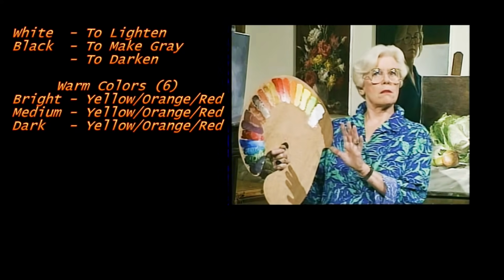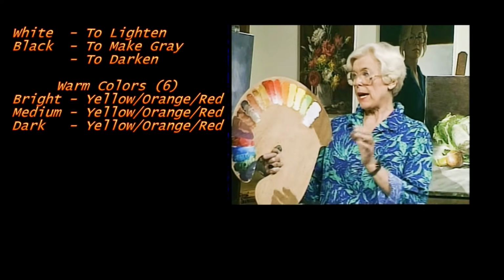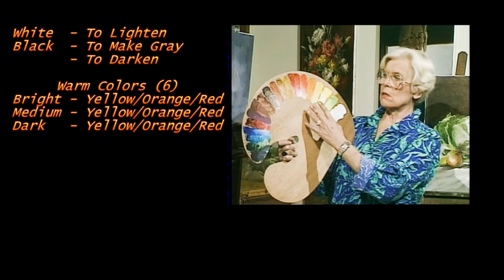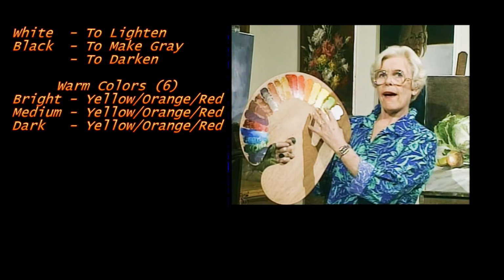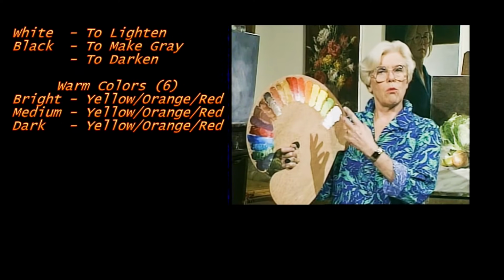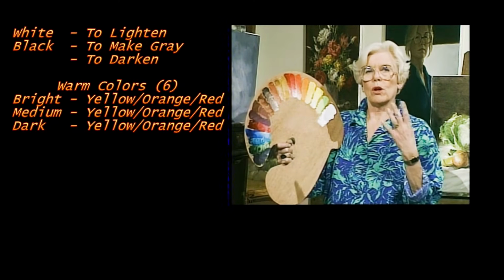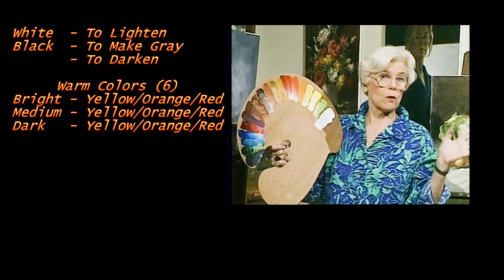There are 6 colors of the spectrum: yellow, orange, and red. They're the warm ones. I have to have more versions of one. Nature can use one. I need more than one of each to get the full range of the warm colors.